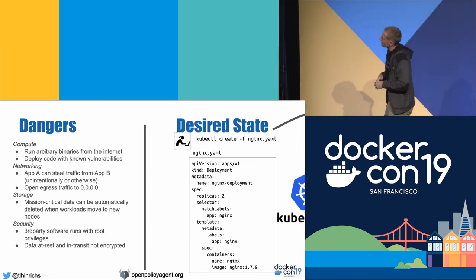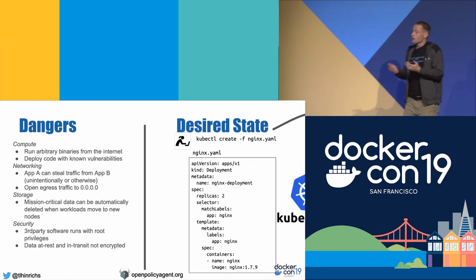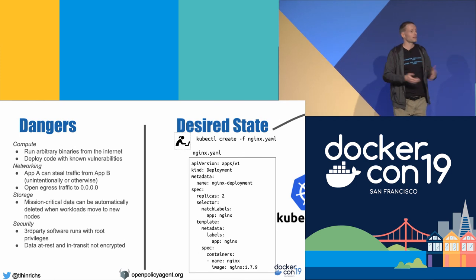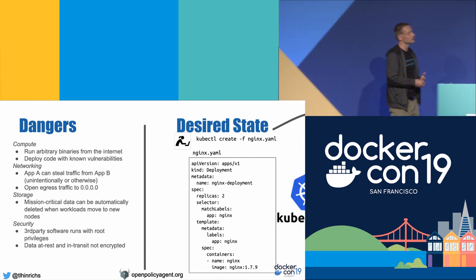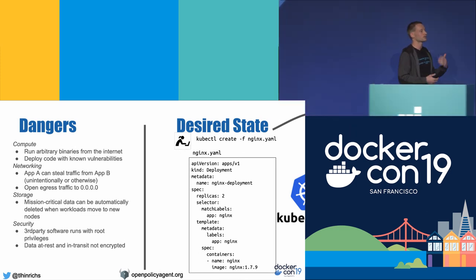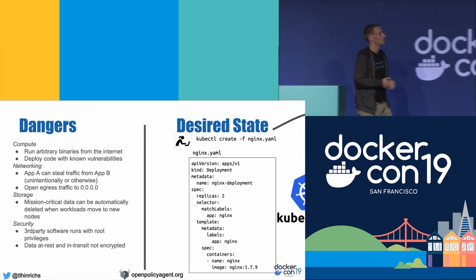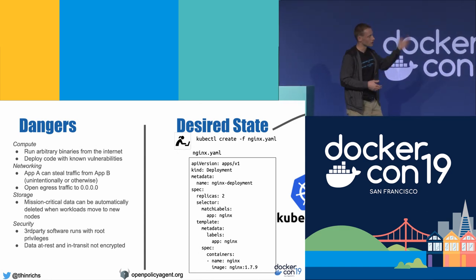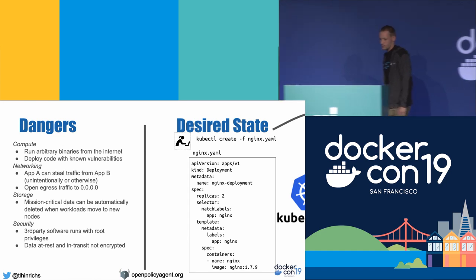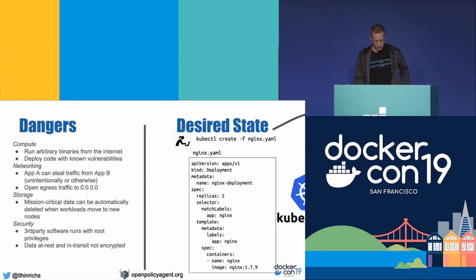Storage, mission-critical data can be automatically deleted when workloads move to new nodes. That's incredibly powerful. There's a great deal of automation there. Again, you can protect yourself from that danger by looking at and controlling that desired state. Security, which pods are running within privileged mode? Are you encrypting data at rest and in transit? These are all dangers that we can see and protect ourselves from by looking at the desired state.